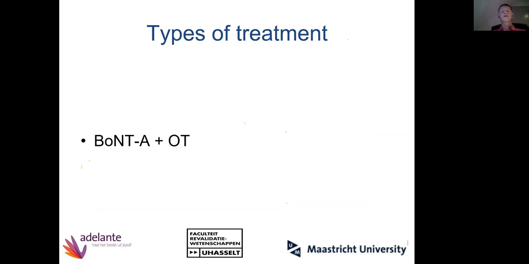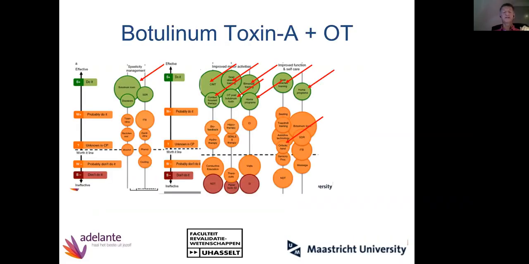I'll go ahead with the other important type of treatment, botulinum toxin. Botulinum toxin has been shown to have a large effect on spasticity. But in our guideline, it was mentioned that botulinum toxin alone is not enough to reduce the spasticity, and I should say the hypertonia within the muscle, and it should be combined with occupational therapy post-botulinum toxin.